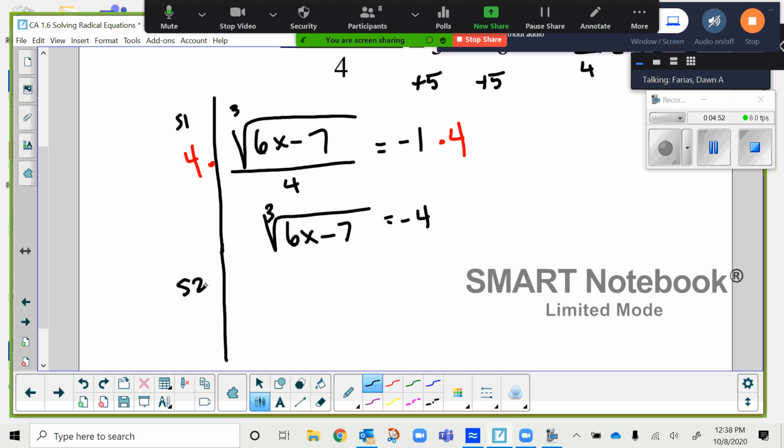And your step 2 said, apply the power needed to cancel the radical. So I have a cube root. What power would I need to cancel that out? What undoes a cube root? Power of 3, right? So just like squaring a square root cancels it out, cubing a cube root cancels it out. But you have to do it to both sides. And so that's your step 2.